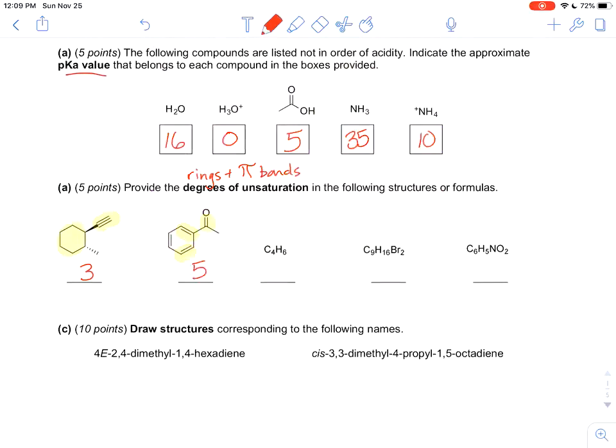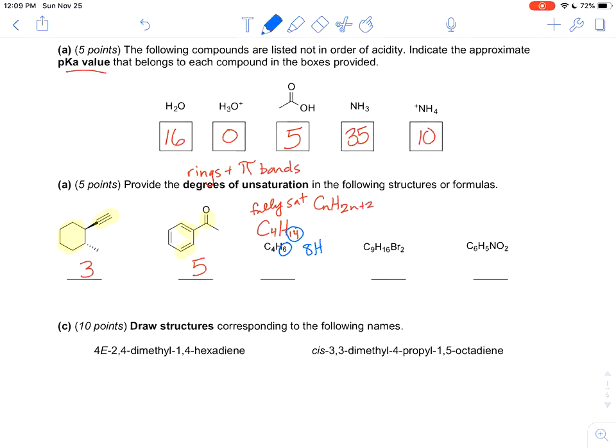Our next one here, we're just given a formula. So we need to compare this to the fully saturated version of that compound, and that's going to follow the formula CnH2n plus 2. So the fully saturated C4 compound would be 6 times 2 plus 2 being 14. We then take the difference of the fully saturated versus the actual compound given, and we see that the difference is 8 hydrogens. And if we divide that by 2, we get 4 degrees of unsaturation, or 4 pairs of hydrogens that are missing from the actual compound. And so that's our answer of 4.